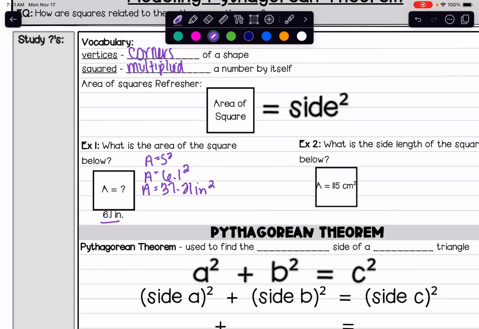Then if it wants to tell me the side length, again, area is side squared. This time I have 115, and that is equal to side squared. So basically I squared something to get that area, so I've got to take the square root of that. So the square root of 115 is 10.7 centimeters, and that gives me the side length. Again, I am not ever dividing because I did not multiply by 2 or 4, so I cannot divide.